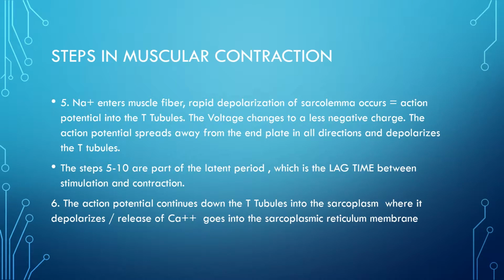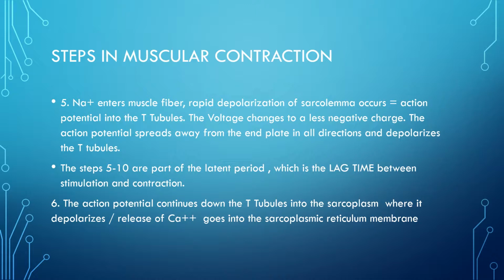Rapid depolarization of the sarcolemma occurs, and the action potential goes into the T tubules. This voltage change goes to a less negative charge. The action potential spreads away from the end plate in all directions and depolarizes the T tubules. Steps 5 through 10 are part of the latent period, which is the lag time between stimulation and contraction.